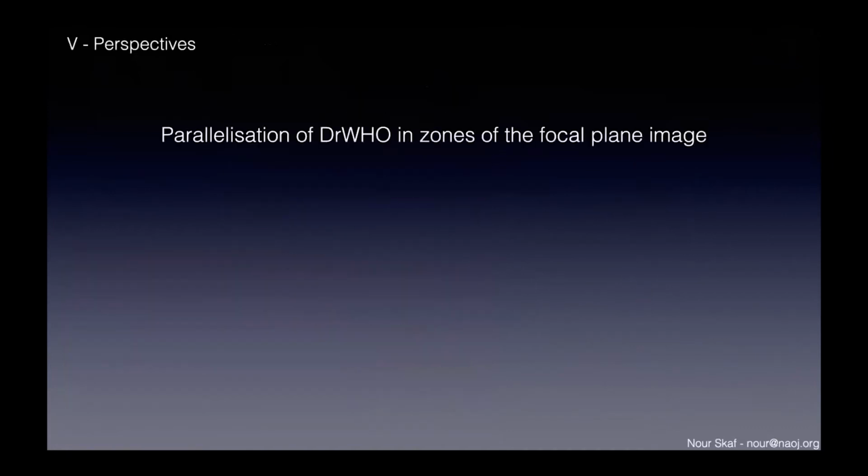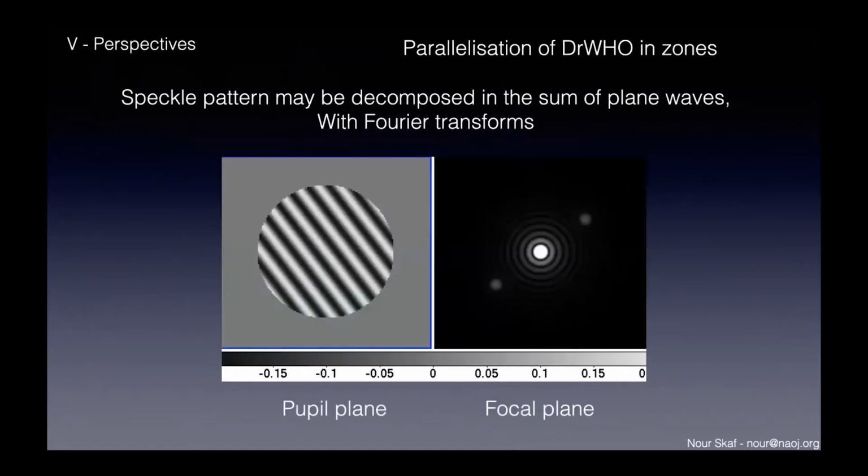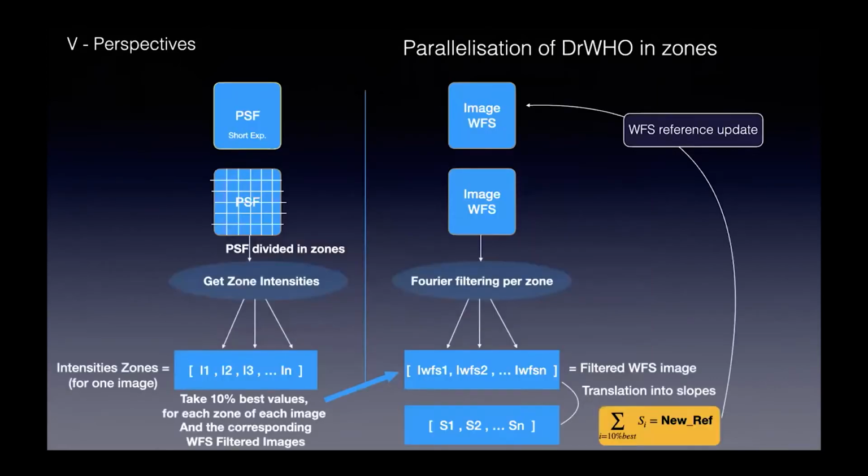All right, quickly some perspectives. Something that I've been working on for some time as well is the parallelization of Dr. Who in zones of the focal plane image. This is based on the principle that a speckle pattern may be decomposed into a sum of plane waves with Fourier transform. So when in the pupil plane you have a sine wave, in the focal plane you have a pair of speckles. So basically, the point is to take advantage of it and try to correct speckles pretty much one by one.